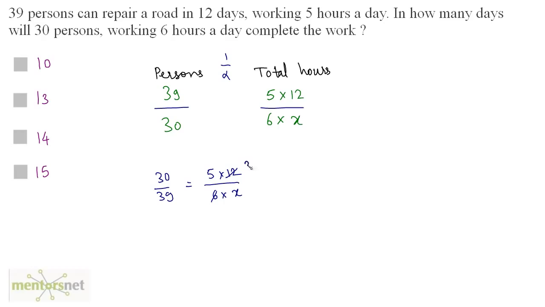So 6 2s are 12. So I have x is equal to 5 times 2 is 10 times 39 by 30. So 10 times 3 is 30 and 3 times 13 is 39. So this is equal to 13 days in all. So option B is the correct answer.